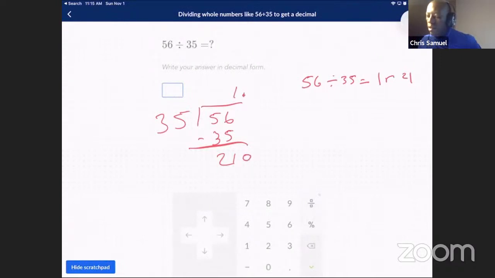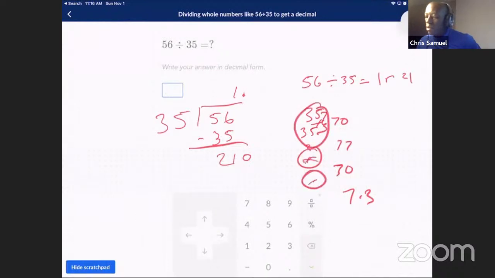And we say how many times does 35 go into 210. If you remember our 35 issue right here, two 35s lead to 70. If we have 3 of those, that's going to lead us to 210. So that means that 35 goes into 210 6 times. So it's basically 1.6.